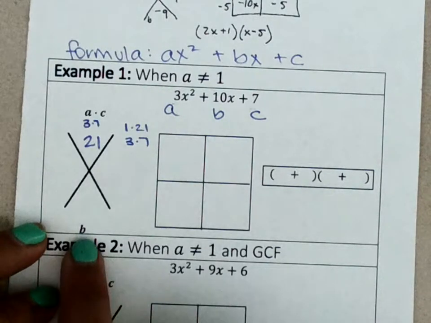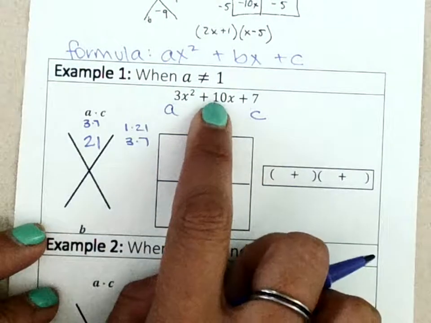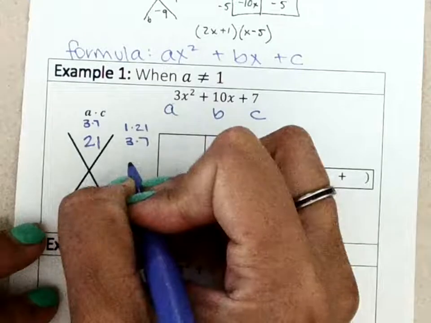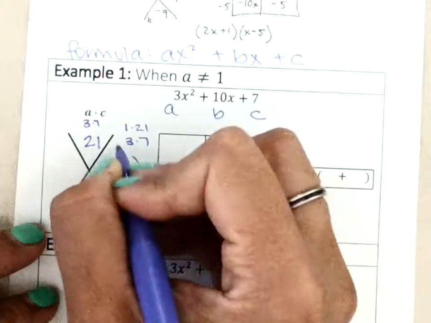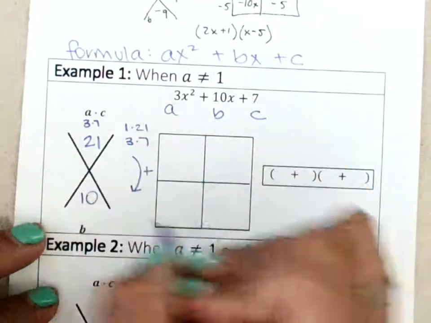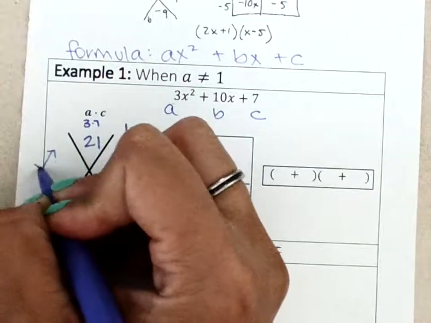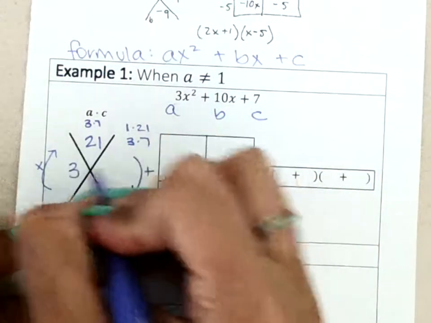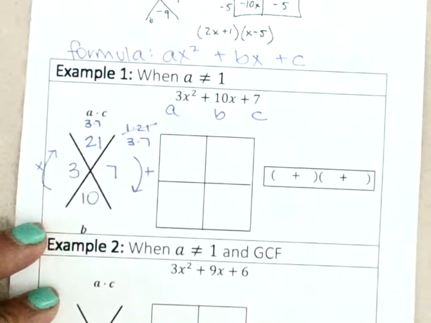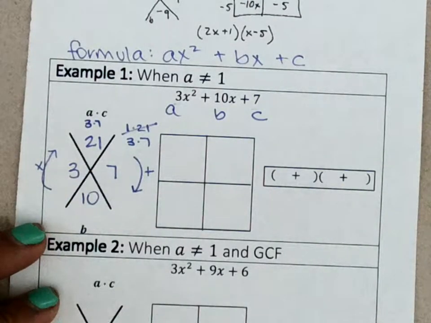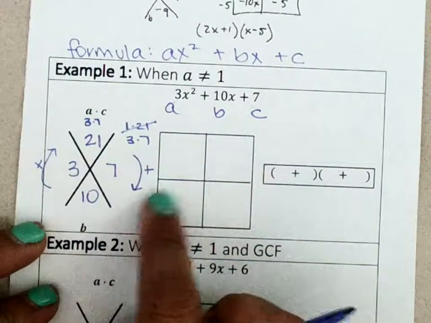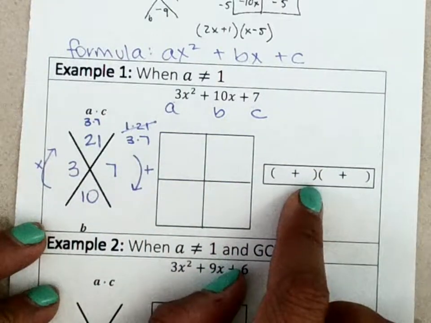In the bottom of our x, we are going to be putting our b term. In this case, that b term is 10. And we want to figure out, of these options, which of these will add or subtract to 10, as well as multiplying to 21. 3 and 7 are the obvious choices, as 1 and 21 would never add up or subtract to 10. So we've figured out our factors, but what does that look like over in the box and with our final answer?